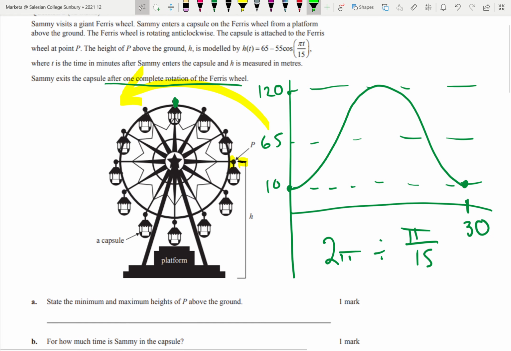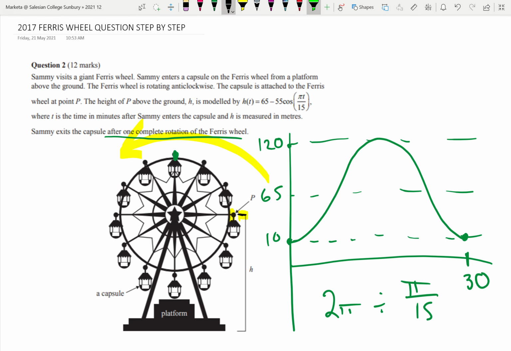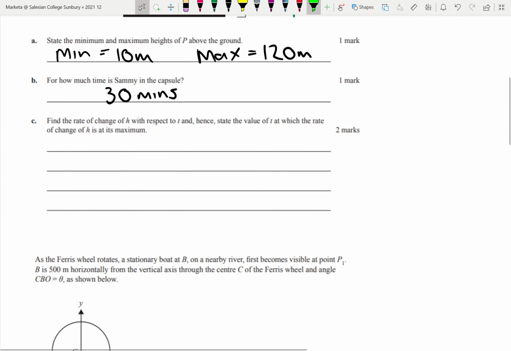So now that we've got that, let's look at the questions. State the minimum and maximum heights of P above the ground. So there you go. We can read that straight from the graph. It's worth 1 mark, so we don't even need to show any working out. So the minimum equals 10 metres and maximum equals 120 metres. For how much time is he in the capsule? Well, we've also got that. That's the period of the function, so 30 minutes. Seems like a long time. Let's just double check. h is in metres and yeah, t is in minutes, so it's a long ride.